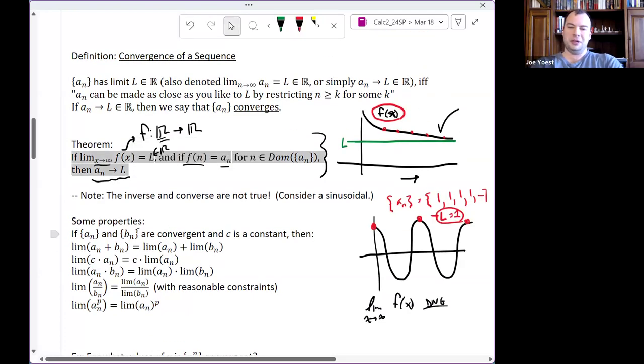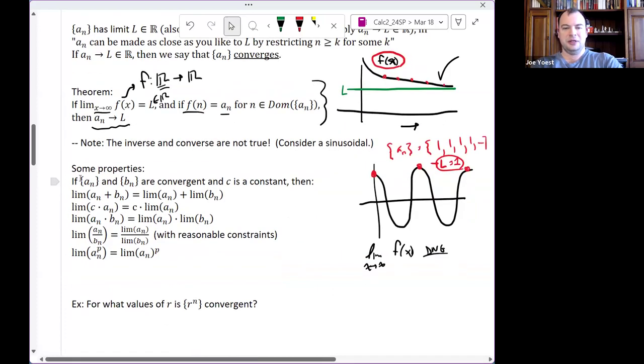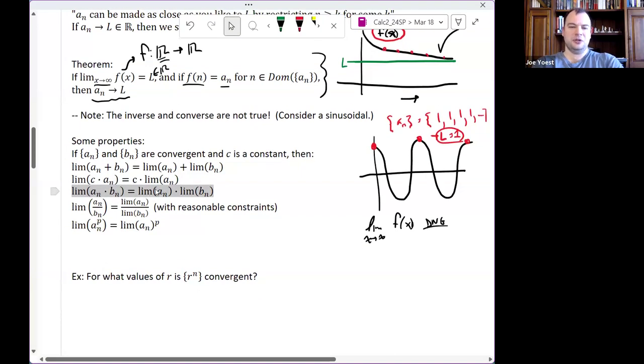Okay, so we have this theorem that we're going to make use of here. We also have some nice properties for limits of sequences. If we have two sequences that are convergent, an and bn, and if c is a constant, it's a real number, then we can say the following. The limit splits sums apart, just like it did for real functions. Constants can come out of limits, just like before. The limit of the product is the product of limits, also just like before, again, presuming that the resulting limits exist.